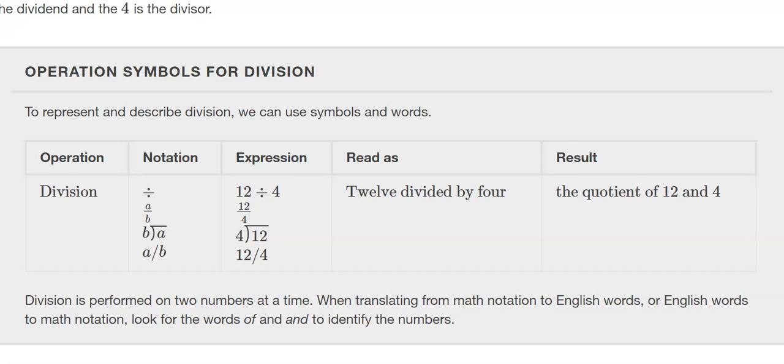The language here is quotient. Remember again, we saw that for addition, they call it the sum. For subtraction, it's called the difference. For multiplication, the result is called the product, and for division, it's called the quotient. So the quotient of 12 and 4 would be 12 divided by 4, as you see here in words.